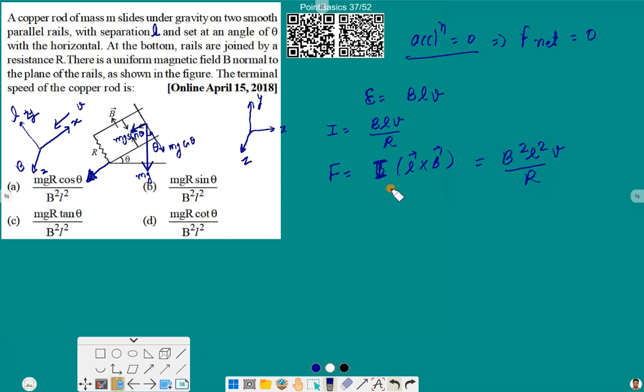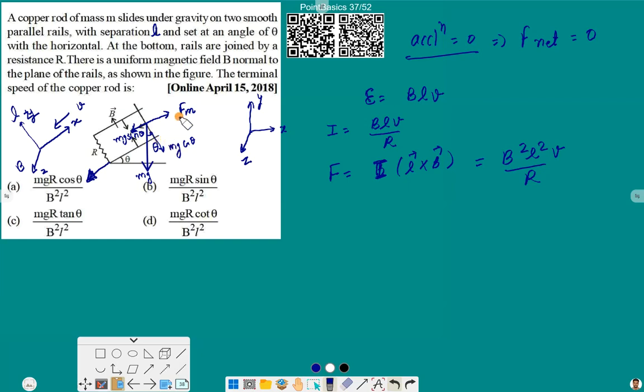This is the amount of force acting on this conductor, and this force acts in such a way that it opposes the motion of the conductor. As the motion is in the downward direction, or the negative x direction in our rotated coordinates, the force will act such that it opposes this motion. So the magnetic force will be acting in the opposite direction here.